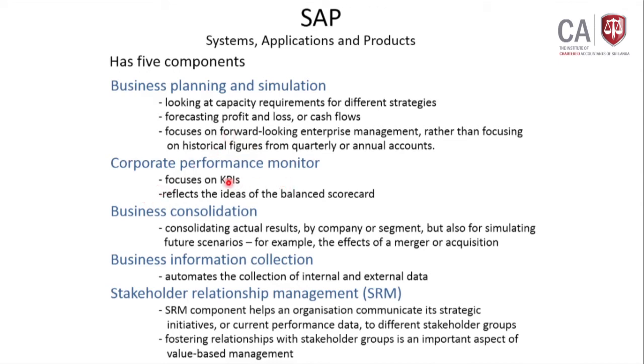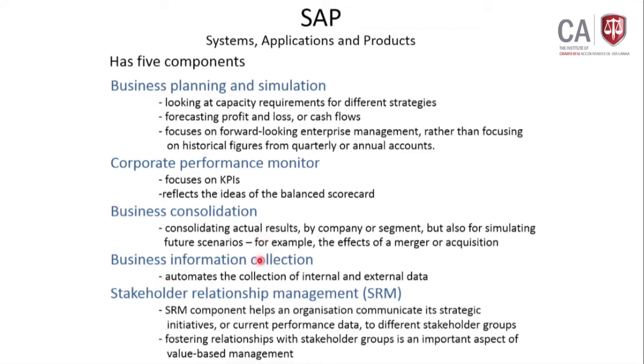Corporate performance monitor, KPI is one thing. Corporate performance monitor reflects the ideas of the balanced scorecard. And business consolidation: consolidate actual results by company or segment, but also for simulating future scenarios. Business information collection. I am reading this, I am not going to explain this again, but please remember that about these five components, most of the time this will be asked in the question paper.